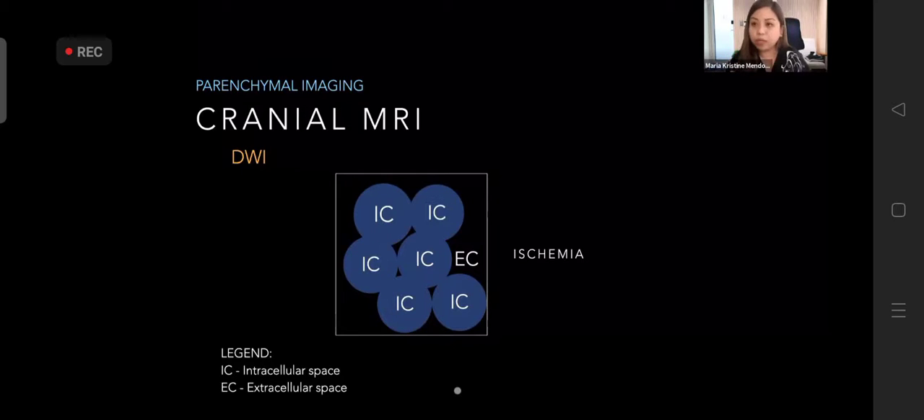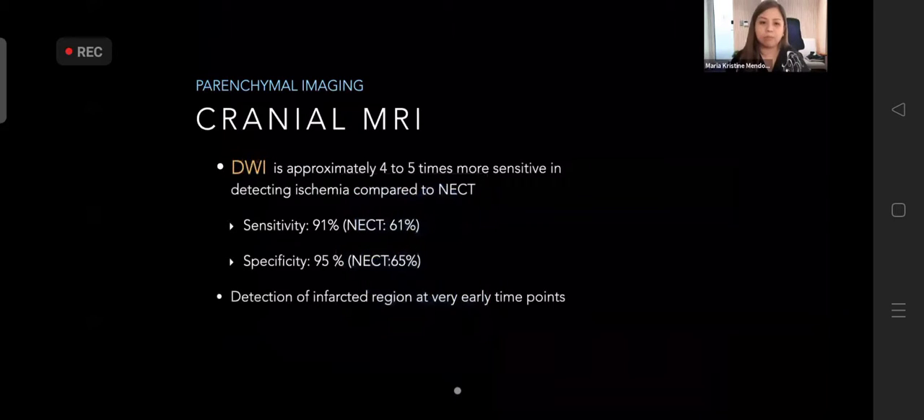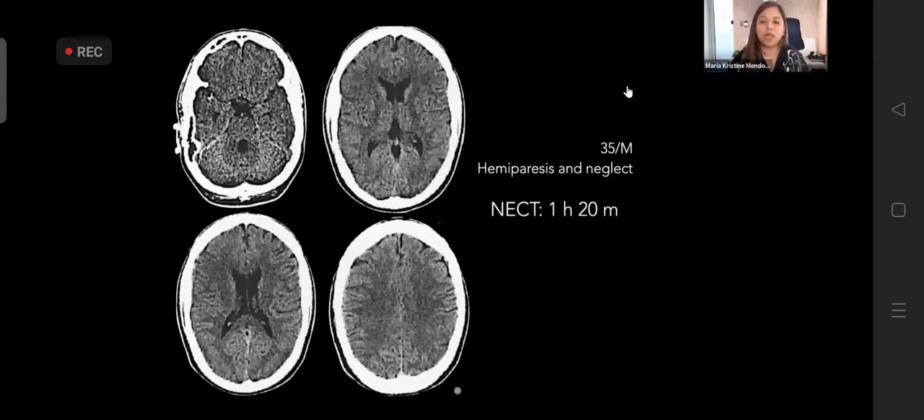So, as I already mentioned, ischemic infarct would appear bright on DWI with corresponding hypointensity on the ADC map. Okay, so this is 4 to 5 times more sensitive in detecting ischemia compared to non-enhanced CT. And another advantage is its ability to detect the infarcted region at very early time points. Within minutes, this will already be depicted on DWI.